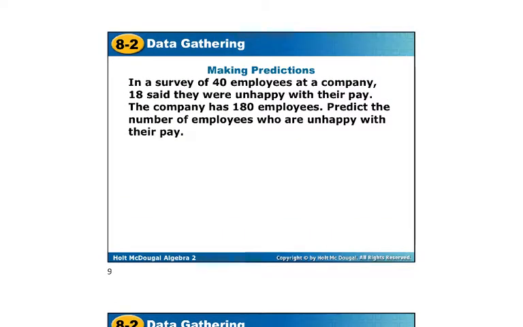All right, so next one here. In a survey of 40 employees at a company, 18 said they were unhappy with their pay. The company has 180 employees, and we need to predict the number of employees who are unhappy with their pay. So this is where we get to set up a proportion and think of how that might work out. So we have the unhappy sample.